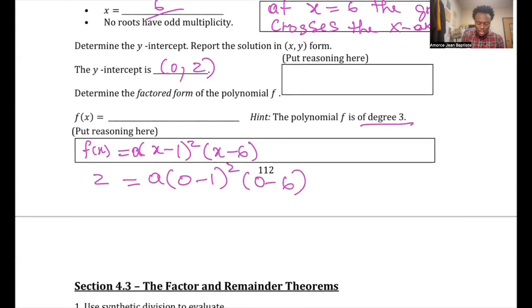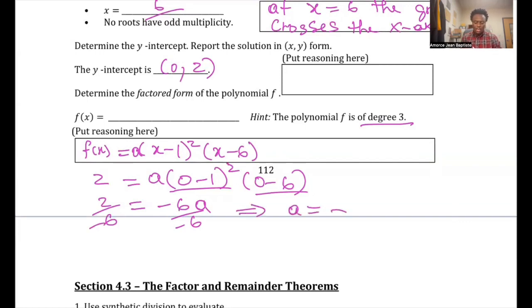So that is 2 equals negative 6a, right? That's 1, and that's negative 6. And negatives, you will multiply them all. So a times 1, a times negative 6, negative 6a. And then if we divide by negative 6, we would get a equals negative 1/3. We simplify by 2.